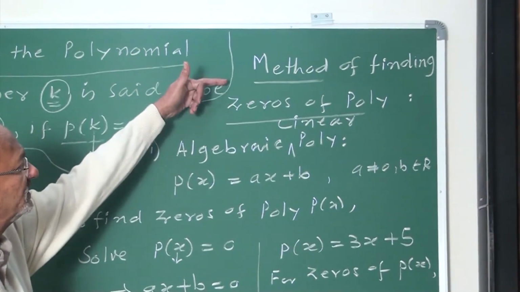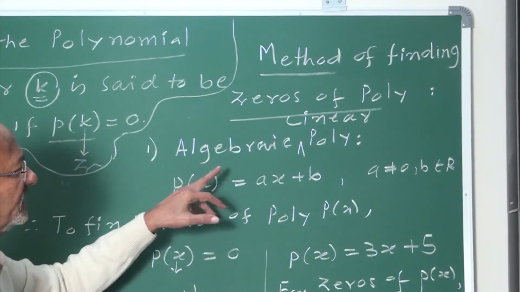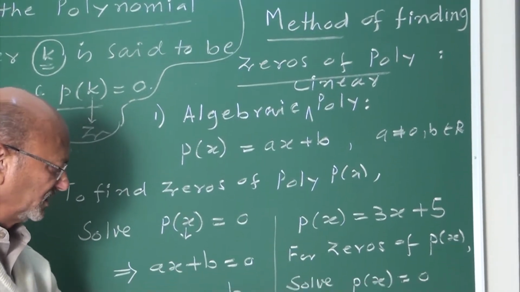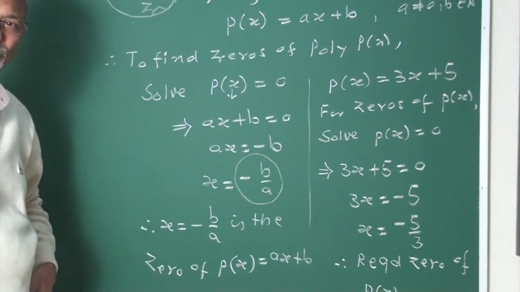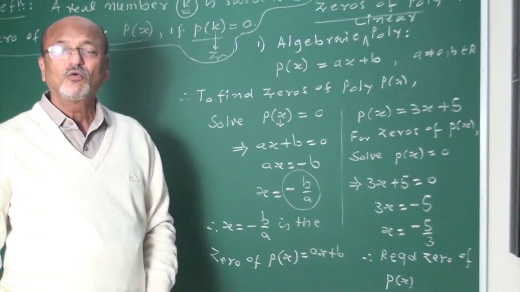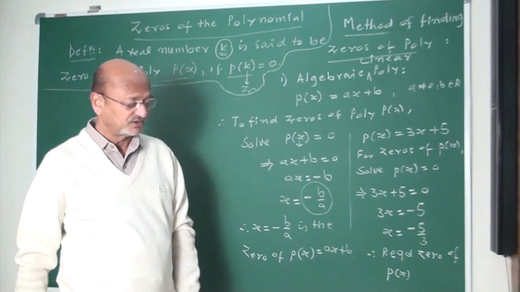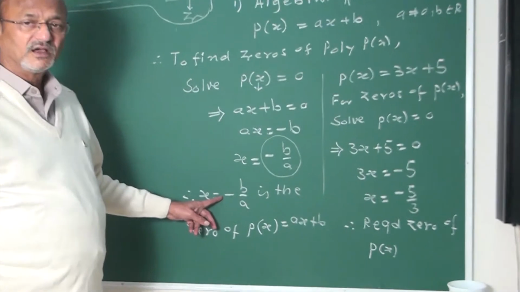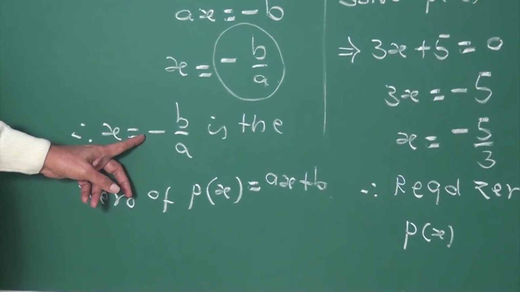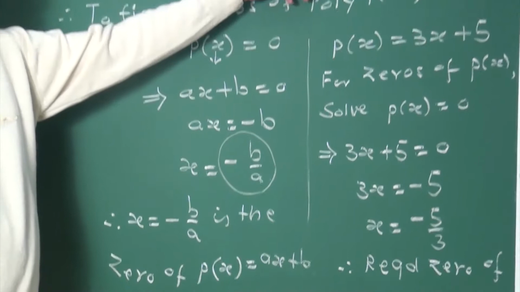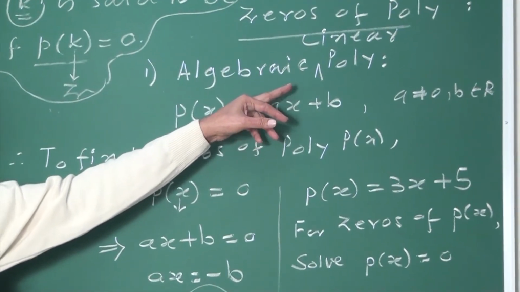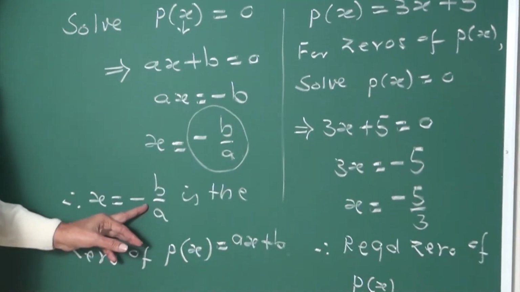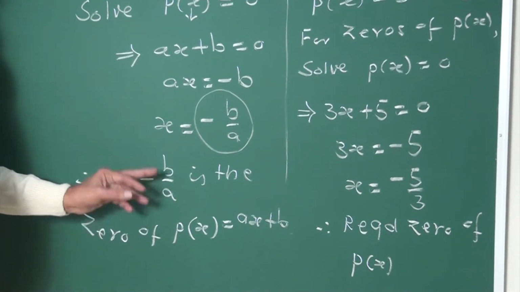Then comes the method of finding the zeros of the polynomial. I discussed a linear polynomial, ax plus b, one particular case. From these 2 examples, you have one more basic point here. What is the zero of the polynomial? Minus b by a. It is only 1. Then what is the degree of the polynomial? Linear means degree of the polynomial is 1.